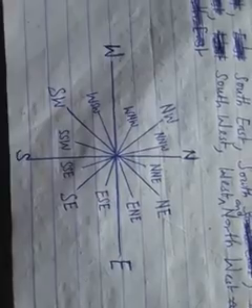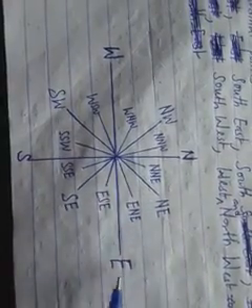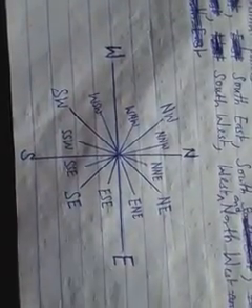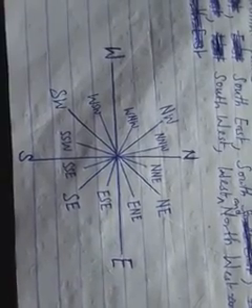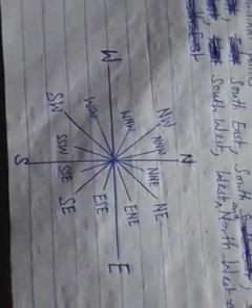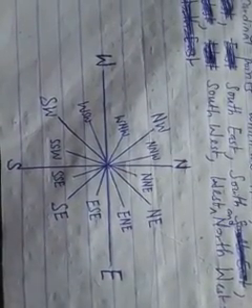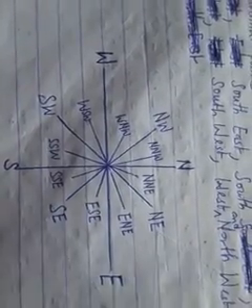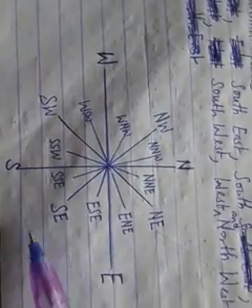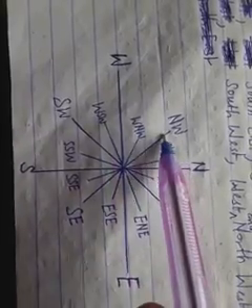Now, there are four main directions of a compass. The four main directions are the north, east, south, and west. Now, these four main directional keys are supplemented by 8 secondary intercardinal points. They are supplemented, that means they are assisted by 8 secondary intercardinal points. And these secondary intercardinal points include the northeast, like I said, the southeast, the southwest, and the northwest.